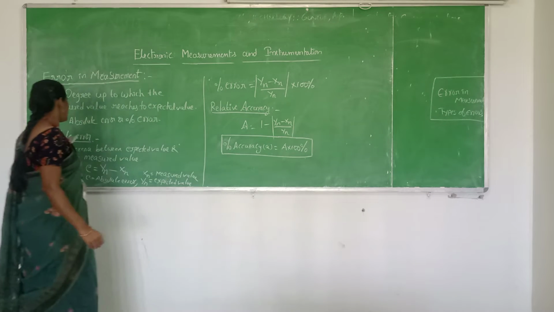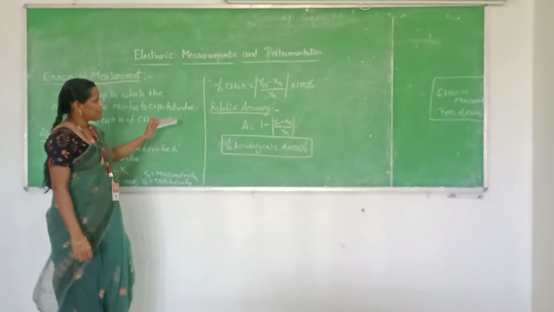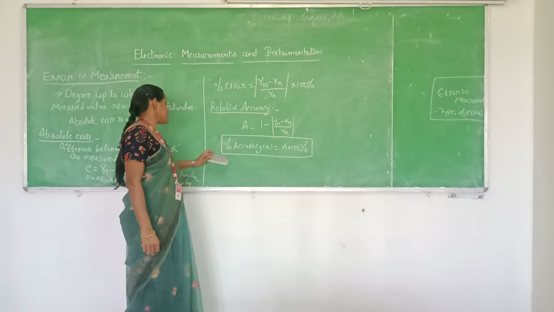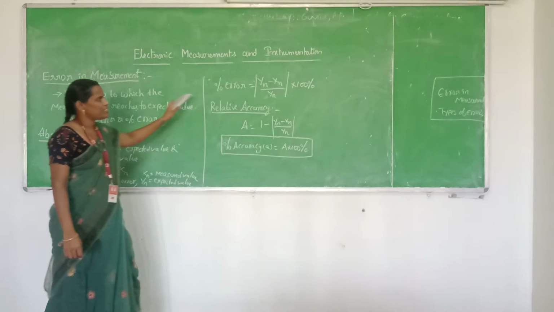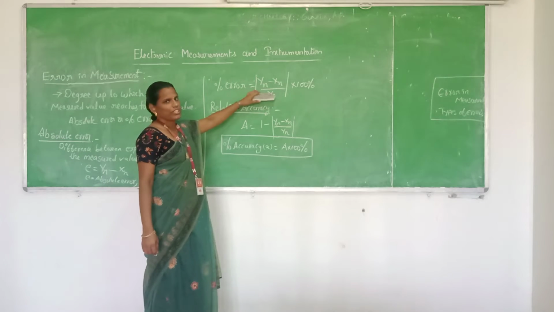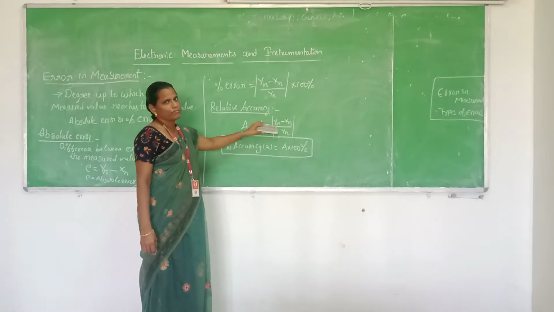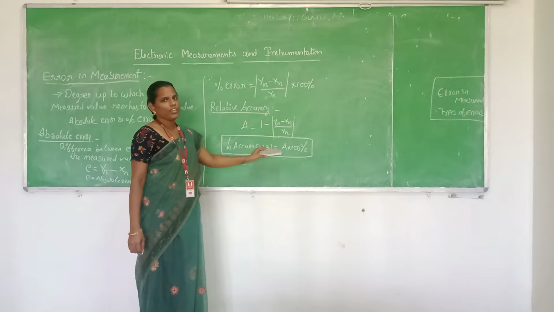So here we have defined the absolute error, the percentage of error, the relative accuracy and the percentage of accuracy. The formula for the absolute error is yn minus xn, and the percentage of error is (yn minus xn) by yn into 100 percent. The relative accuracy A equals 1 minus (yn minus xn) by yn, and the percentage of accuracy is A into 100 percent.